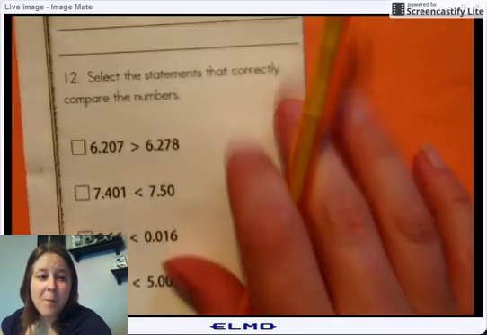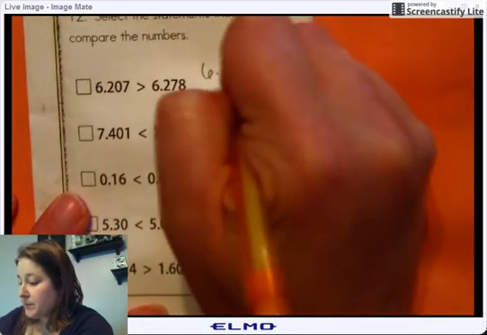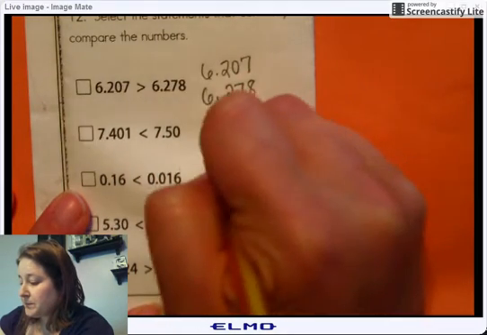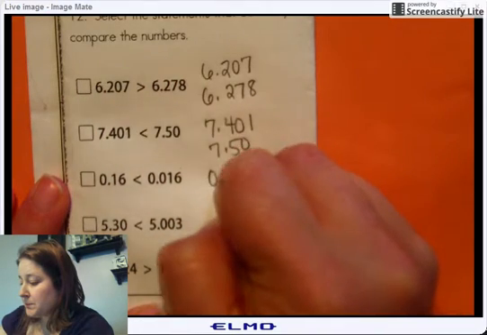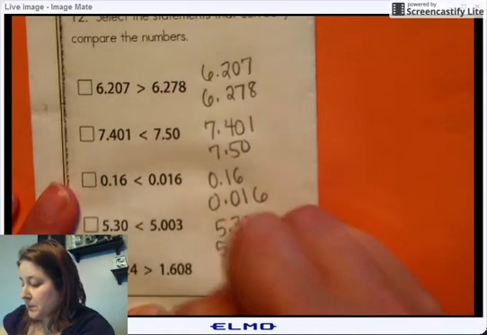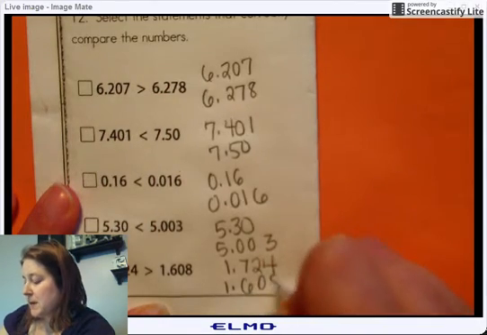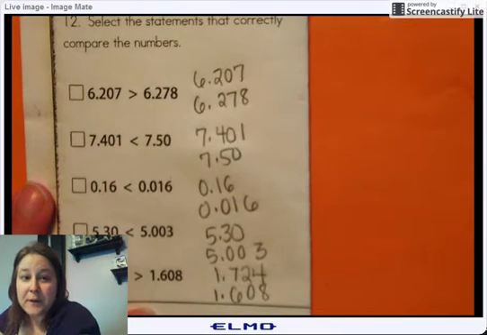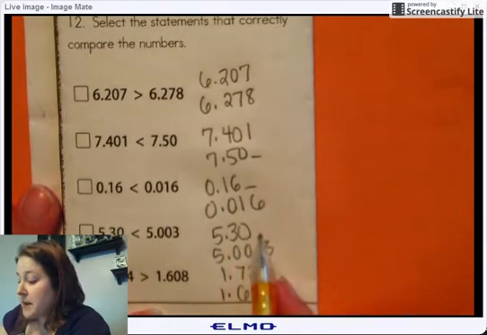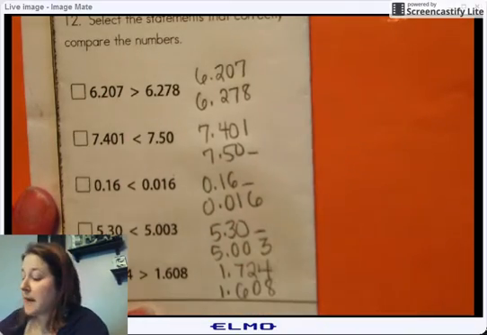I'm going to move on to number 12. Select the statements that are correctly comparing the numbers. I'm going to line them up over here. Each one. And I'm going to give you time, and you can check your answers over on the other side, and they will tell you the correct ones. But you'll notice when you get down to this one, it has extra spots. Please make sure that your decimals, you can see all of my decimals are lined up. Please make sure that you have the correct answers, or you can add zeros here.